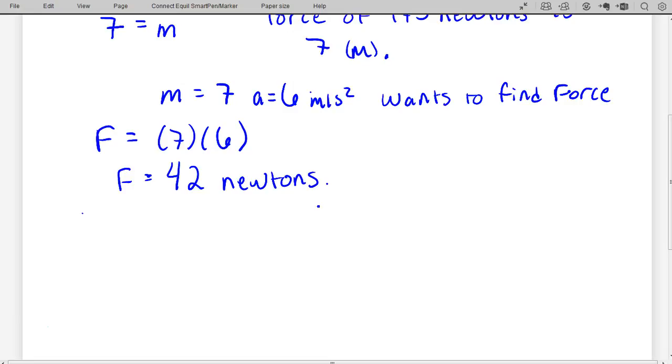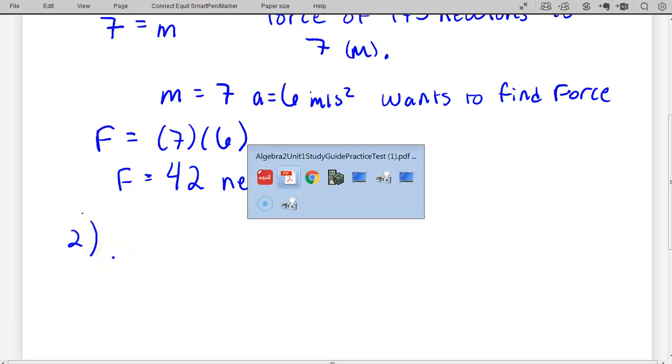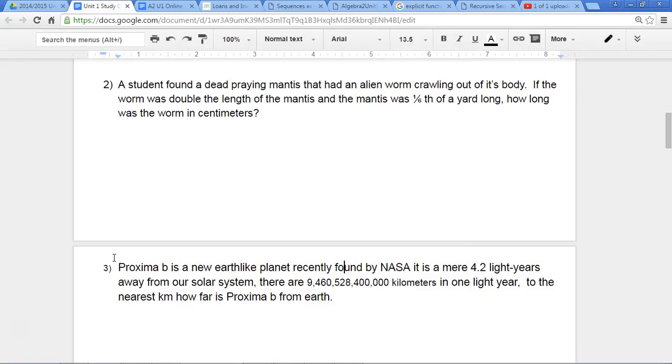Okay. Question number 2. A student found, so this was all over the internet. It's pretty gross, but you can look it up if you want to and see this worm coming out of this dead praying mantis. It's the grossest thing you've ever seen. But let's go ahead and read question 2. A dead praying mantis had an alien worm crawling out of its body. If the worm was double the length of the mantis and the mantis was 1/6 of a yard long, how long was the worm in centimeters?